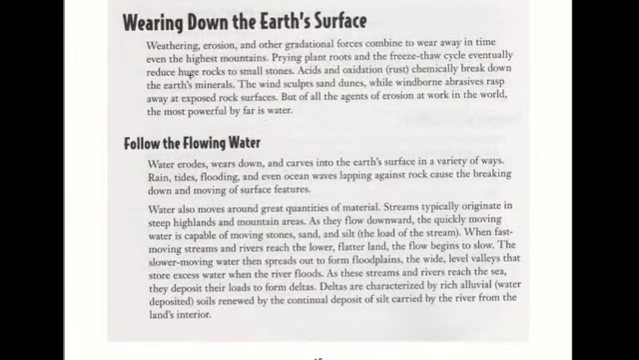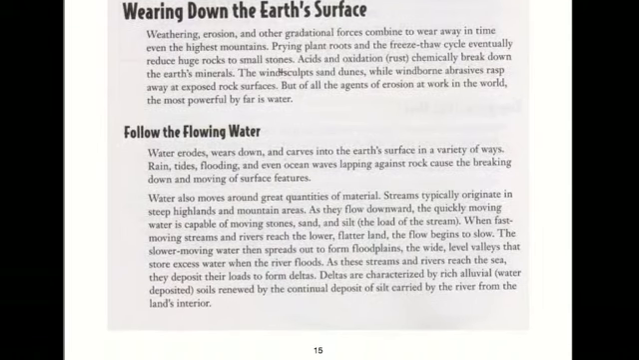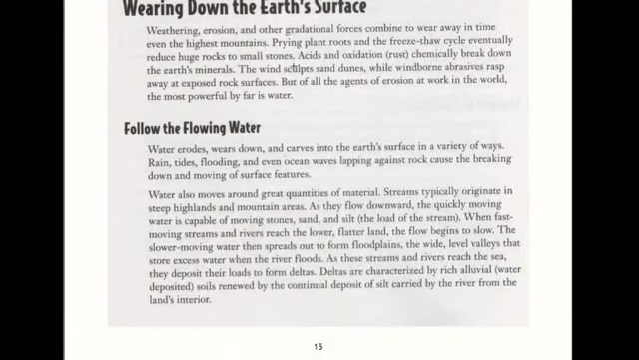Wearing down the Earth's surface. Weathering, erosion, and other gradual forces combine to wear away, in time, even the highest mountains. Prying plant roots and the freeze-thaw cycle eventually reduce huge rocks to small stones. Acid and rust chemically break down the Earth's minerals. The wind sculpts sand dunes, while wind-borne abrasives rasp away at exposed rock surfaces.